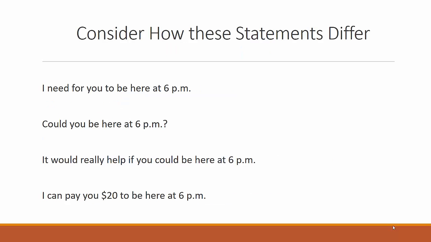Consider how these statements differ. "I need for you to be here at 6 p.m." That takes kind of an authoritative or demanding tone. "Could you be here at 6 p.m.?" This is a little bit softened. "It would really help if you could be here at 6 p.m." This is even a little softer than the first statement. "And I can pay you $20 to be here at 6 p.m." We've now moved from a command or an instruction down to where you're negotiating for an action. While all these sentences contain similar words, they have different meanings.